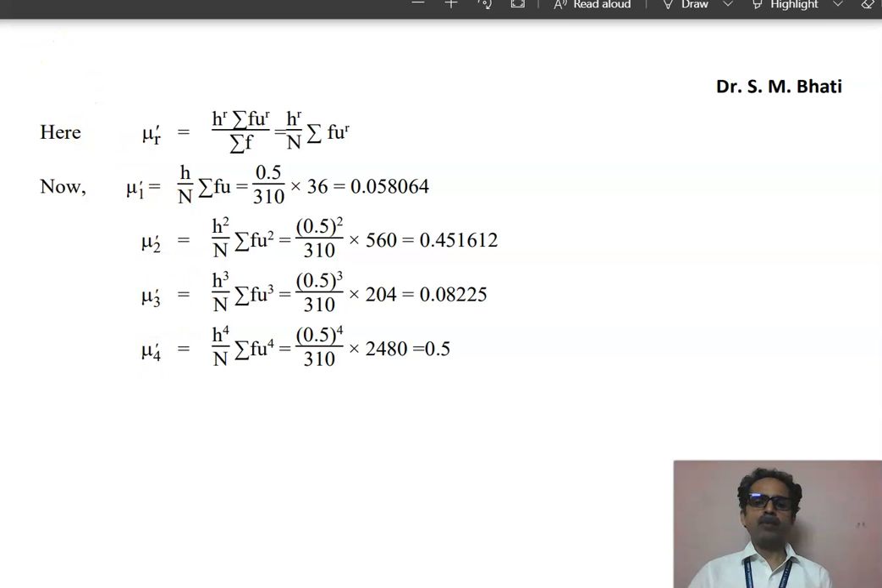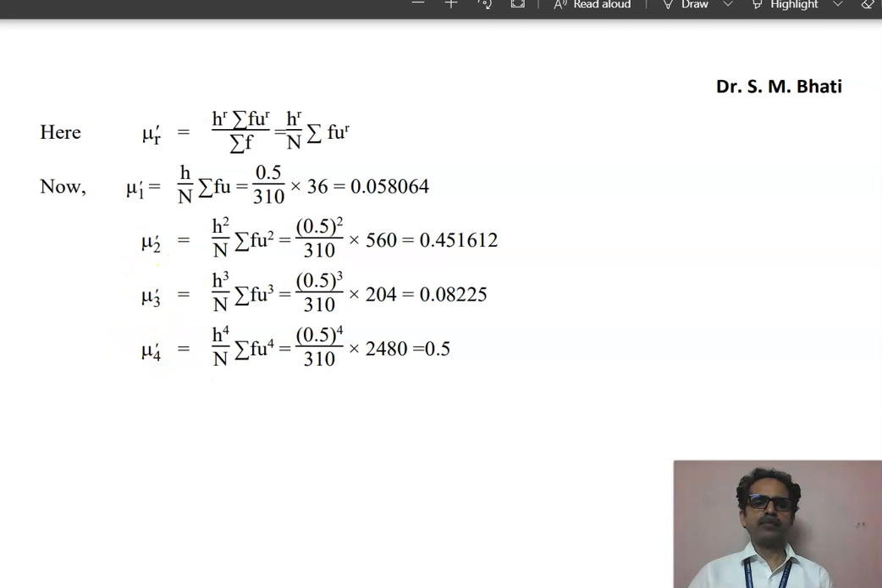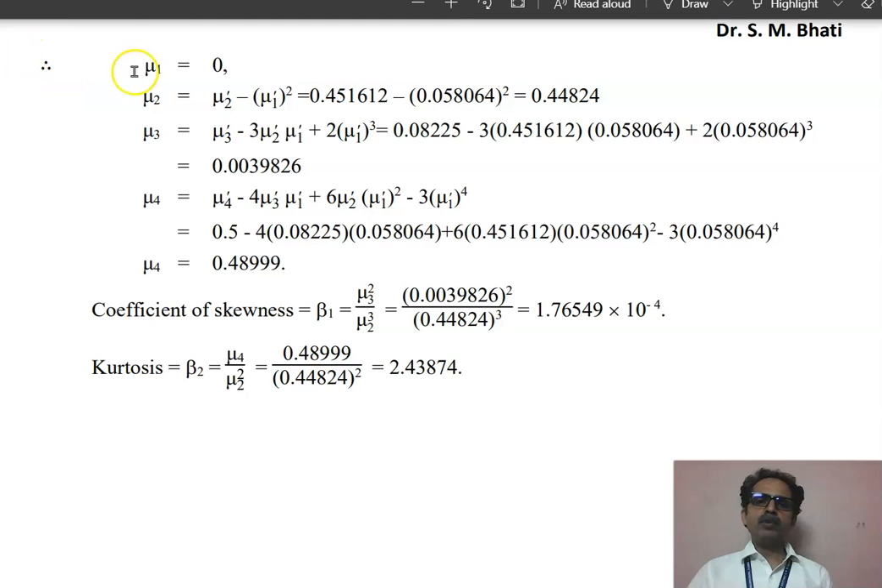Now we have to find moments about the mean, and for that purpose we have to take help of these values of mu1 dash, mu2 dash, mu3 dash and mu4 dash. We know that mu1 is always 0, so we don't need any calculation. We can write mu1 is 0.